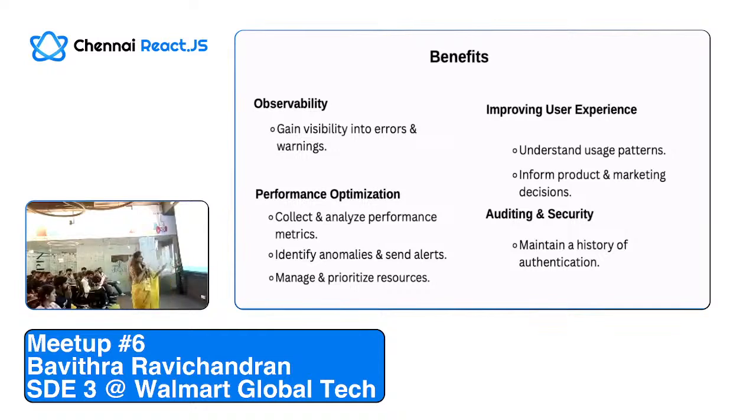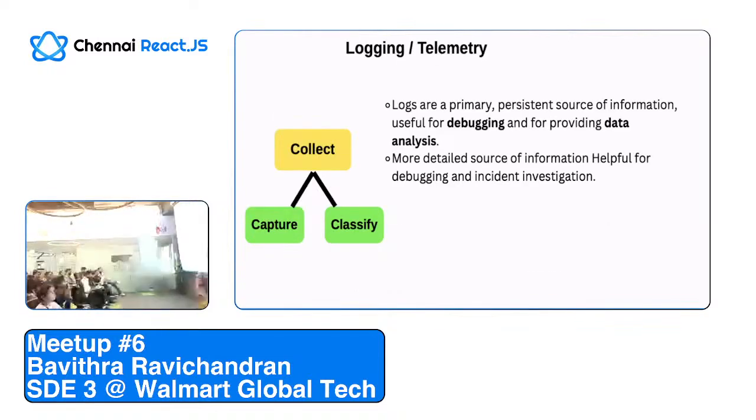And the other thing is auditing and security. Since we have the whole history of data, we are good at auditing and security also. And the first topic is logging and telemetry. The main purpose here is that we are collecting the source data and persisting it. This is helpful for debugging. If any error occurs, we just look into the collected data and what the user did. It is very helpful for investigation and debugging, especially for developers.